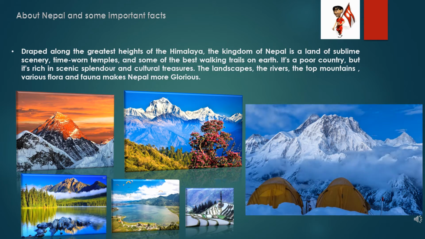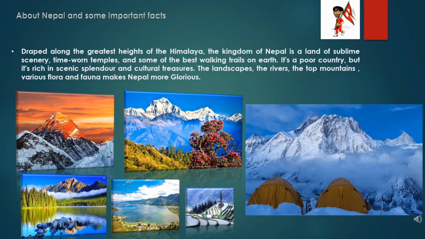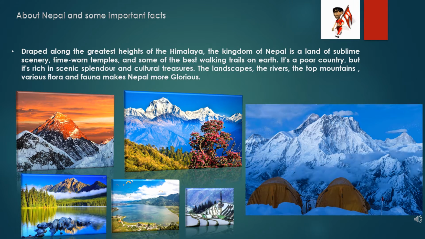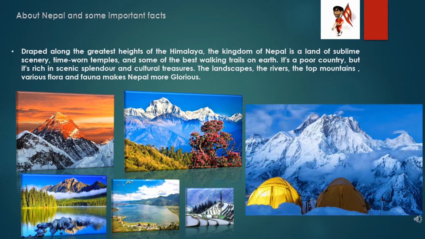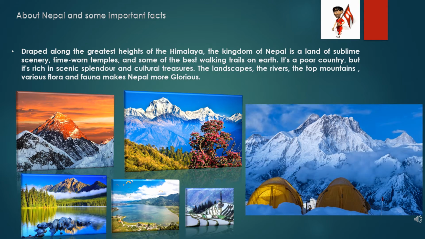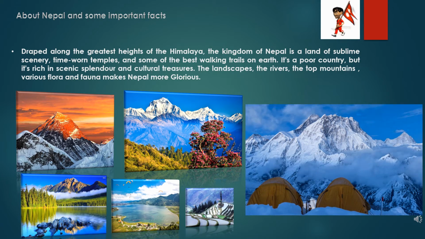About Nepal and some important facts. Draped along the greatest heights of the Himalaya, the Kingdom of Nepal is a land of sublime scenery, time-worn temples, and some of the best walking trails on earth. It's a poor country, but it's rich in scenic splendor and cultural treasures. The landscapes, the rivers, the top mountains, and the various flora and fauna make Nepal more glorious.